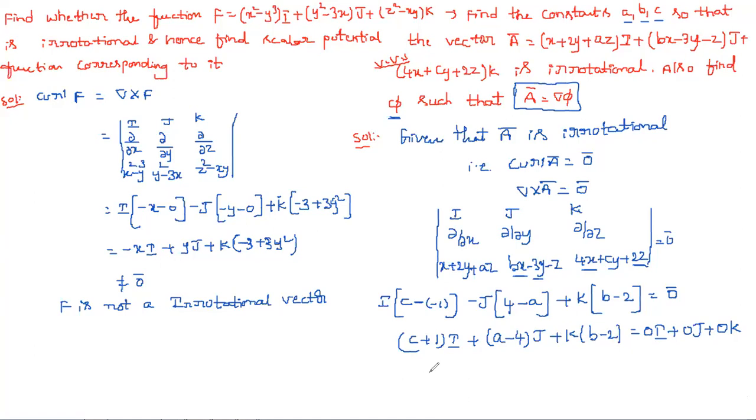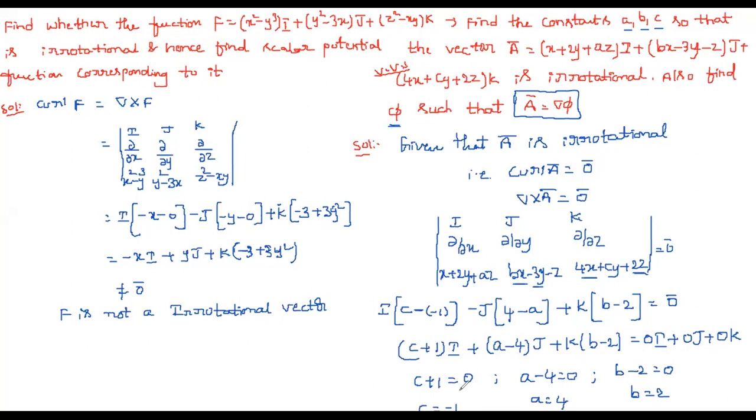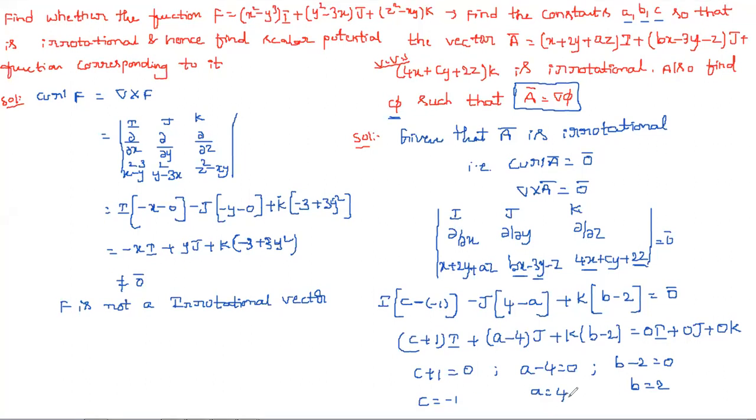The i component has c plus 1 and the right side is 0. The second one, a minus 4 is equal to 0. And the next one, b minus 2 is equal to 0. So c is equal to minus 1, a is equal to 4, and b is equal to 2. This is the first problem, where they asked for the values of a, b and c. We got c equal to minus 1, a equal to 4, and b equal to 2.